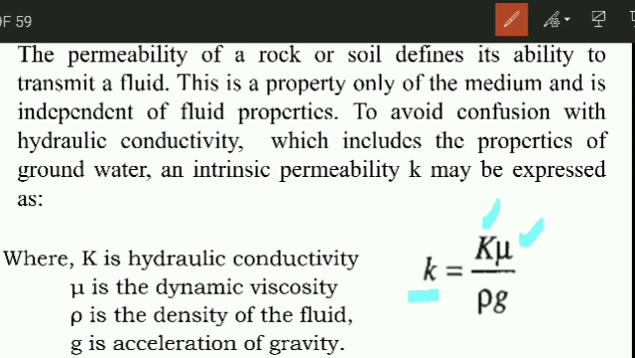Then mu, what is mu? Mu here is the dynamic viscosity, and rho is the density of the fluid, here it is water in case of groundwater, and g is the acceleration of gravity. So this is called the intrinsic permeability.